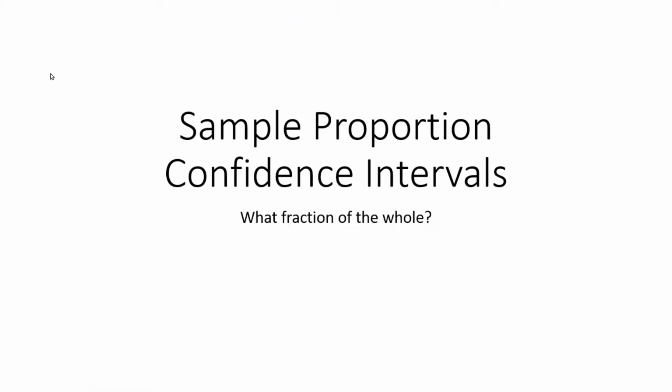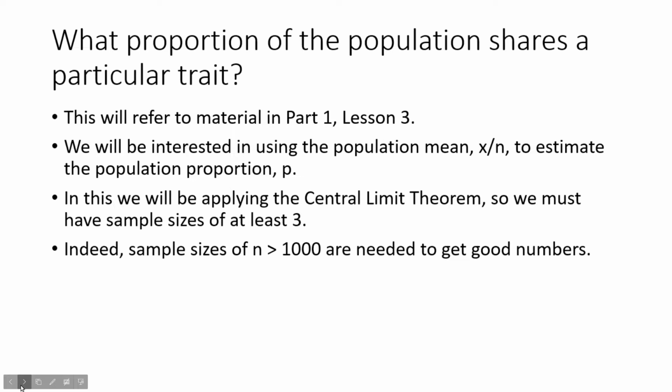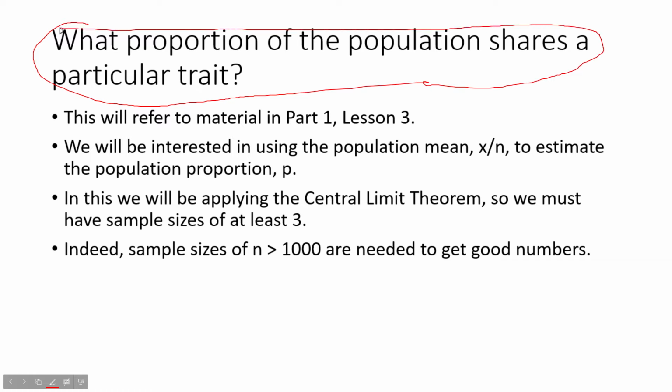In this lecture, we're going to talk about the sample proportion confidence interval and find a way of estimating what fraction of the whole population a particular category represents. So this is categorical data, and we're thinking about what portion of the population shares a particular trait or belongs to a particular category. And in order to do this, we're going to refer to the material Part 1, Lesson 3.